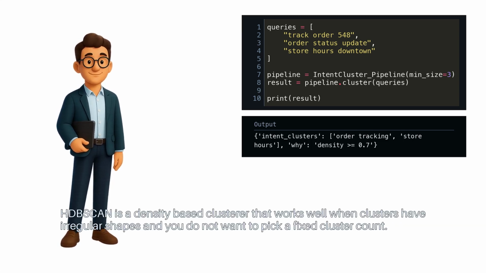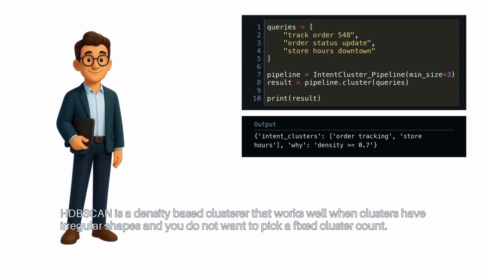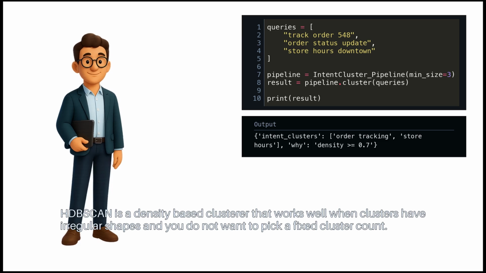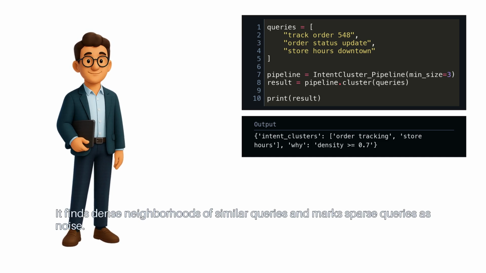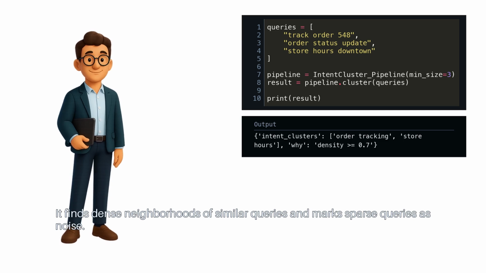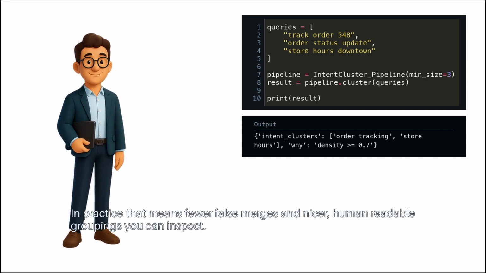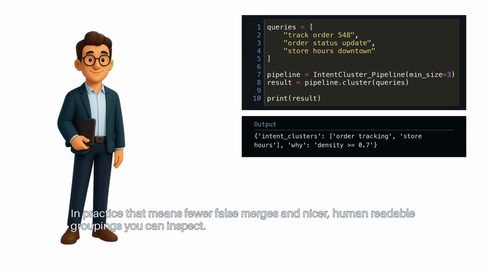HDBSCAN is a density-based clusterer that works well when clusters have irregular shapes and you do not want to pick a fixed cluster count. It finds dense neighborhoods of similar queries and marks sparse queries as noise. In practice, that means fewer false merges and nicer, human-readable groupings you can inspect.